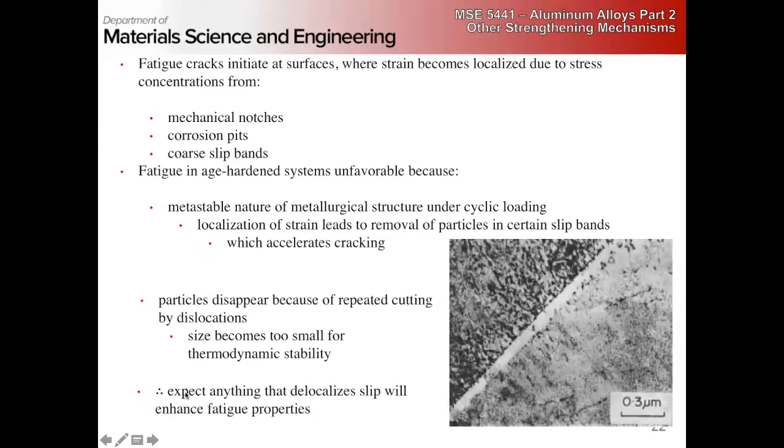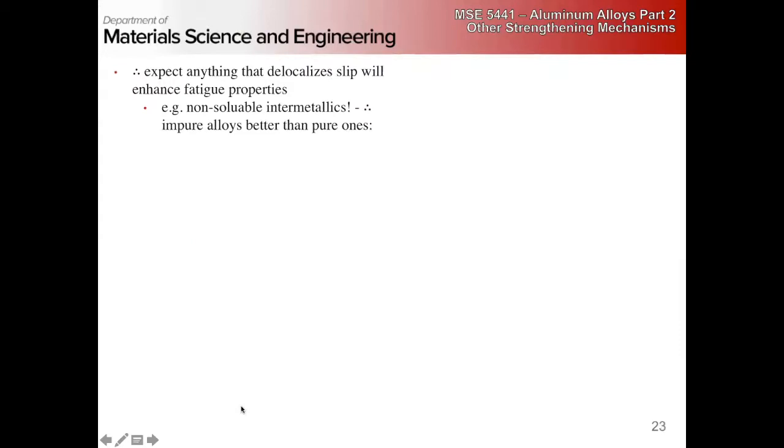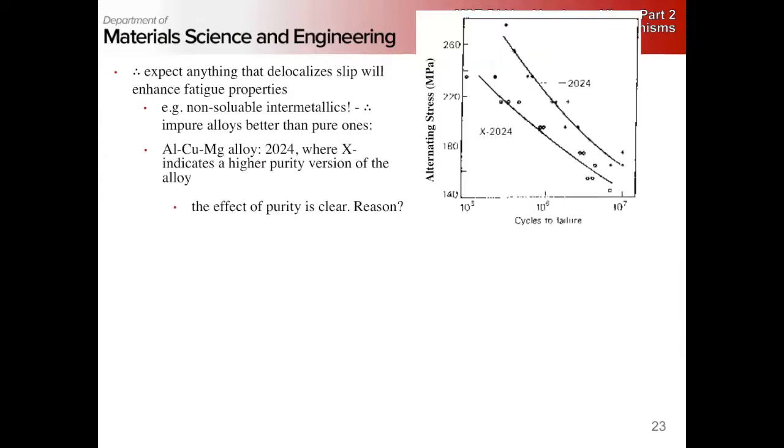Right? So we want to try and do anything that's going to delocalize slip if we want to enhance our fatigue properties. What can we do? Well, the first thing we can do is we can put in non-soluble intermetallics. Right? Which means we get the kind of confusing result that impure alloys are better than pure ones for fatigue life.